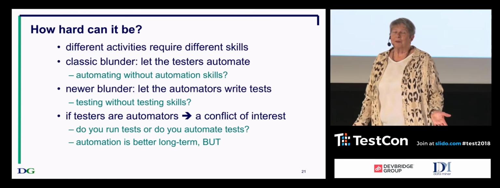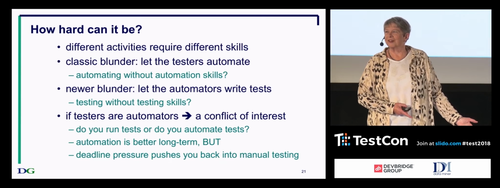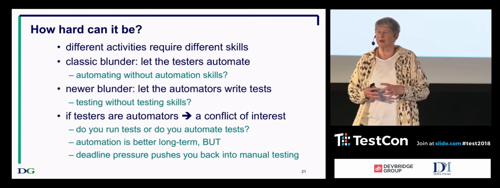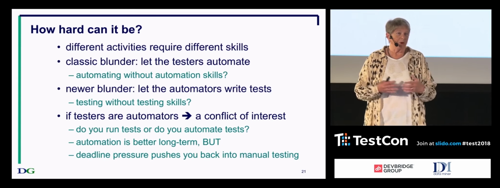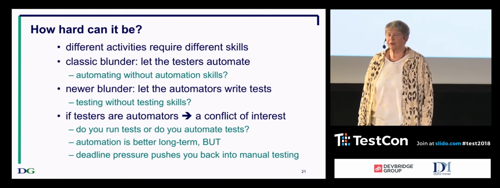Even though automation is better long term, deadline pressure pushes people back into just doing manual testing and not doing the automating. So that's the difficulty if you're trying to do both things, if one person has those 2 different roles. Anybody here experience that?